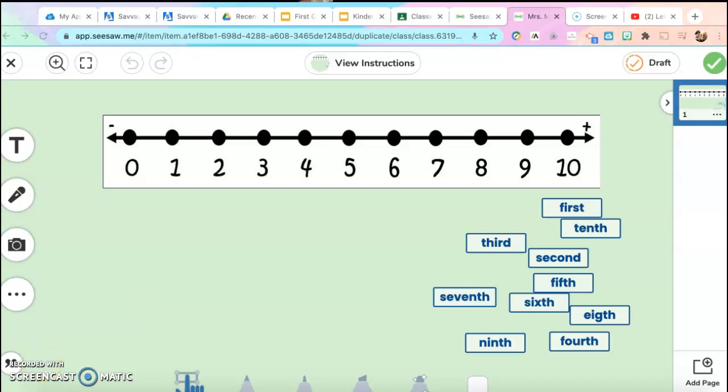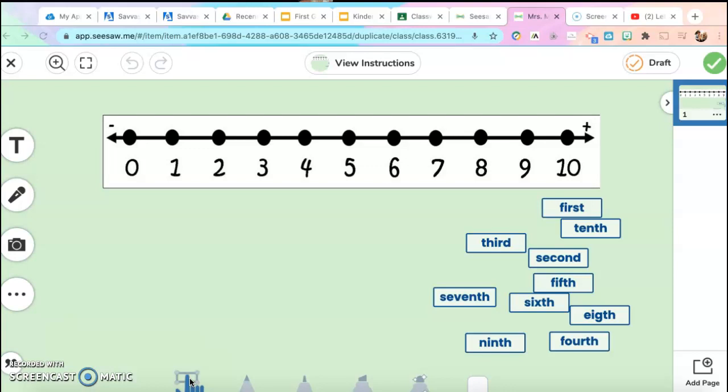Okay, guys, hey. So we've been talking about ordinal numbers. Do you remember what ordinal numbers are? It's the order, right, that numbers go in, and we use the terminology or the words first, second, third, fourth, fifth, sixth, and so on. So your assignment today, since we've been practicing this together, and we did this together yesterday in my class.